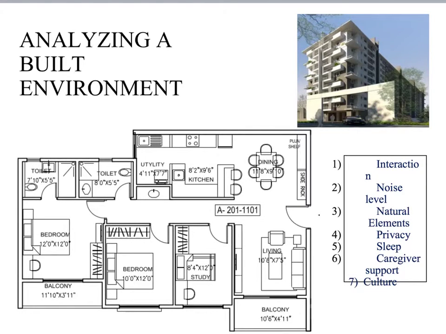This is taking a look at an existing apartment building and taking out the checklist and looking it over. So you could use this as an exercise, which we will go over in the workbook, identifying areas where interaction takes place, how noise level is dealt with, where the natural elements might be, privacy, sleep, caregiver support, and culture. It's also important to keep in mind that families change over time. So think about what kind of family this apartment might work for now and how it might change later.